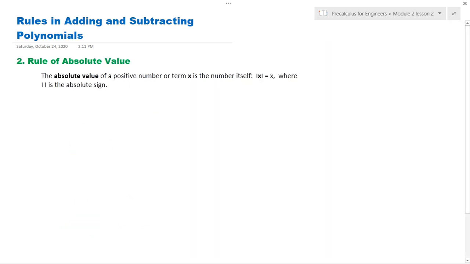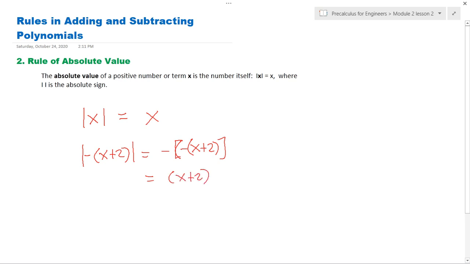Next, we also have the rule of absolute value. So again, remember, absolute value for a positive number is just the number. While for absolute of negative number or expression, let's say we have negative x plus 2, is just the negative of that number. So take negative or just the multiplication of negative 1 times the number, x plus 2. So I add here a brace. So the final answer will always be positive x plus 2. Kasi always remember, the absolute value for a number or an expression should be always positive. So this is just a review class.